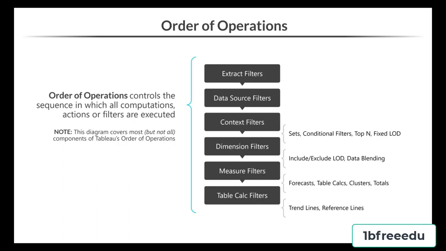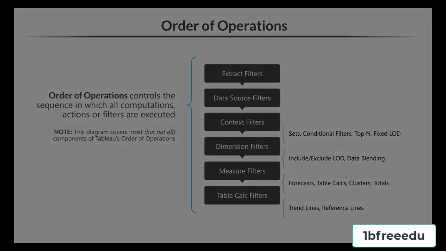Note that order of operations isn't just reserved for filtering. All processes in Tableau follow an order of operations. Each of these can impact performance in either a positive or negative manner. Extract and data source filters are mostly positive impacts to performance by cutting down data at the source. Context, dimension, measure, and table calculation filters require more thought and precision in their application. In the next lesson, we'll dive deeper into filter types and their impact.